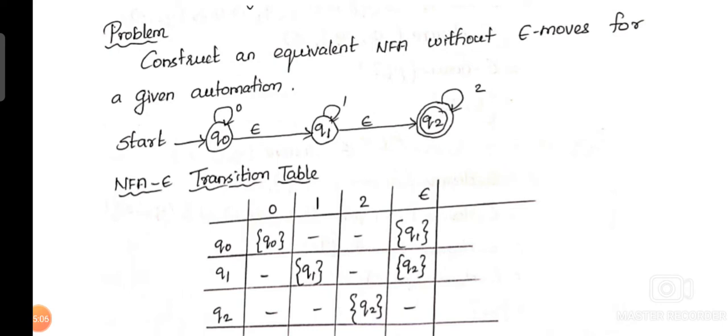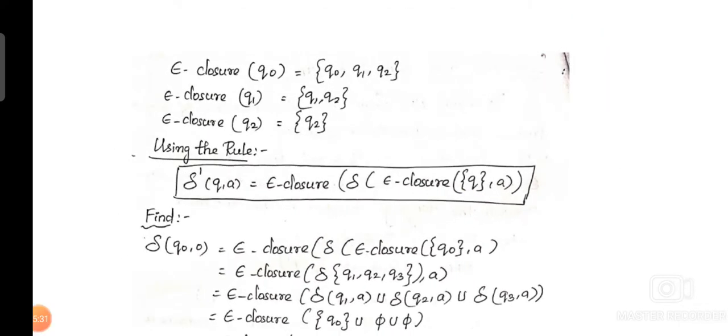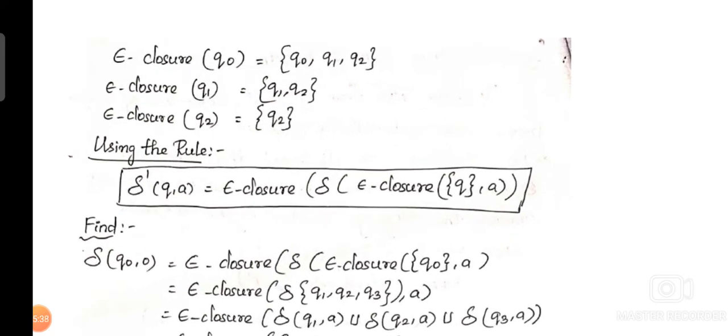And from the diagram, we can construct the transition table. We have to list out the states and the symbols. When we mention the symbols, we have to add one more symbol, epsilon, and we have to mention the corresponding state transitions in the table. Now we are going to derive functions to construct the corresponding NFA without epsilon transitions.